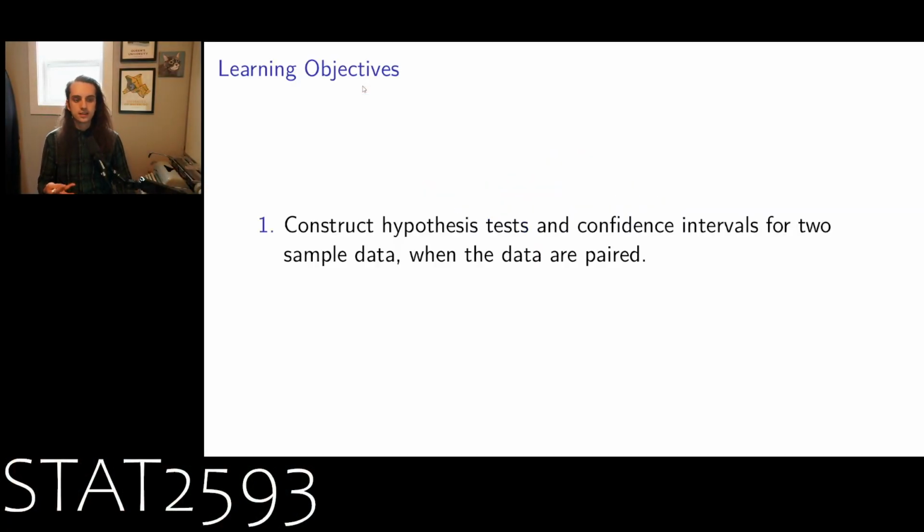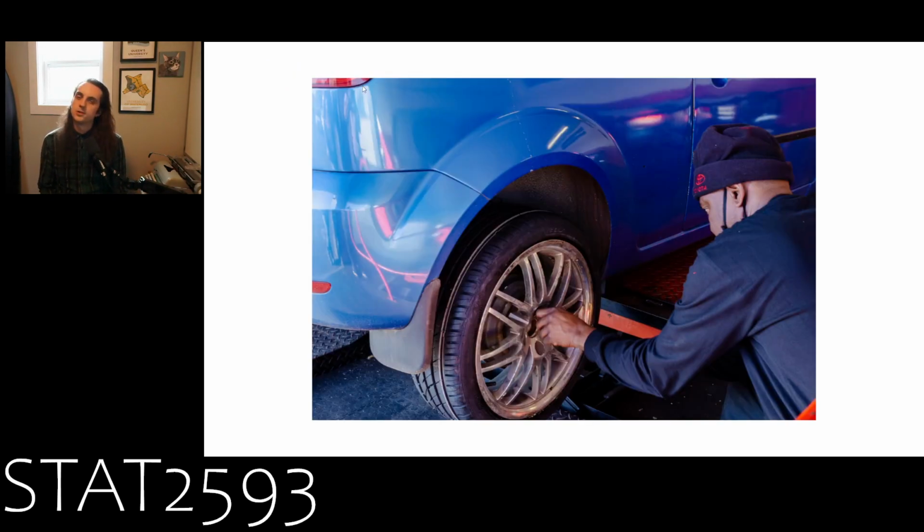And so with the lesson today, what we want to do is construct hypothesis testing and confidence intervals for two sample data if the data are paired, right? So it's a very specific kind of non-independence, and we'll look at exactly what that means in just a few moments here. So a motivating example, you can think about car tires, right?